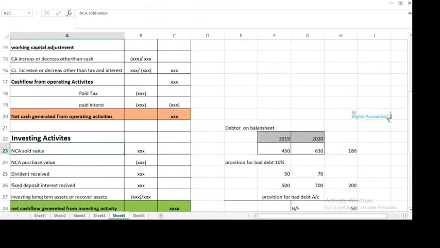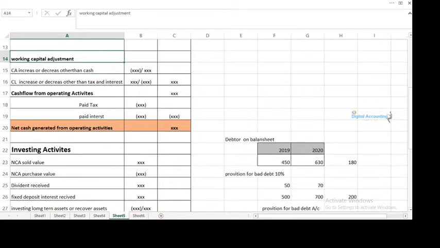Non-current asset sold value, that is non-current. So that is non-current, that is investing. So non-current assets purchase value, that's non-current assets, right? So here, first of all, you can go back, and I forgot to say this topic, the working capital adjustment.